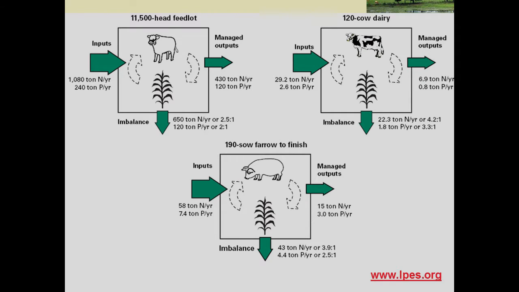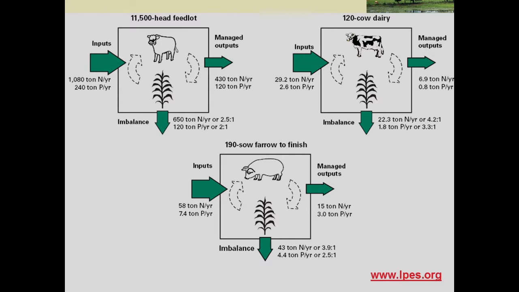Let's dig a little deeper and I'll give you some examples. I think this will become more clear. And so on this slide we have a beef feedlot example, a small dairy farm example, and a farrow to finish hog farm example. And in each case, what we're looking at in terms of inputs and outputs are similar to what you saw on the previous slide.